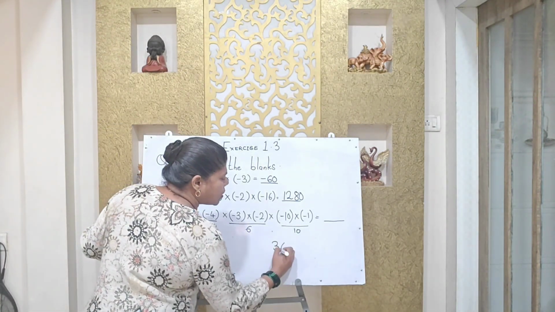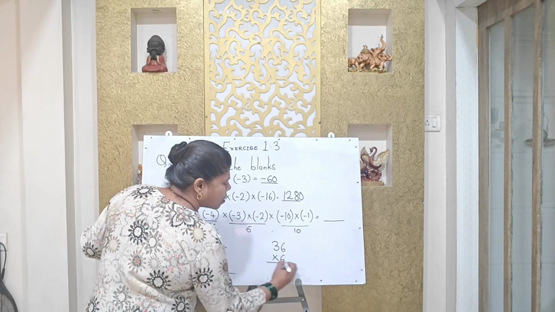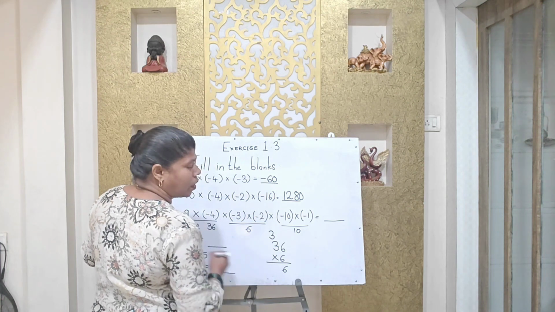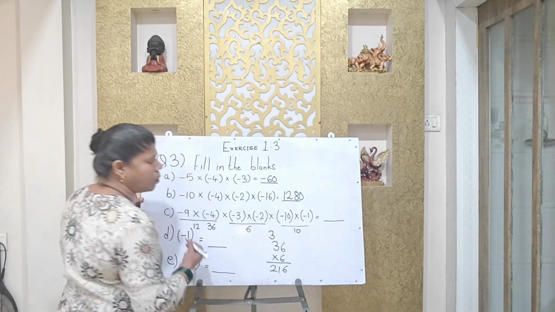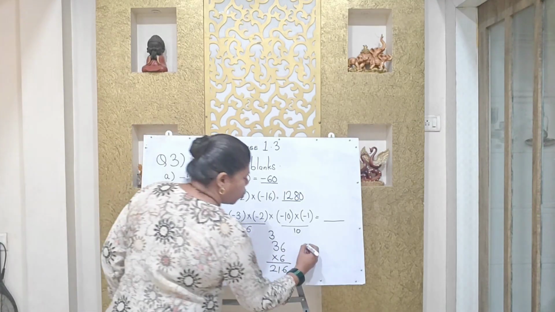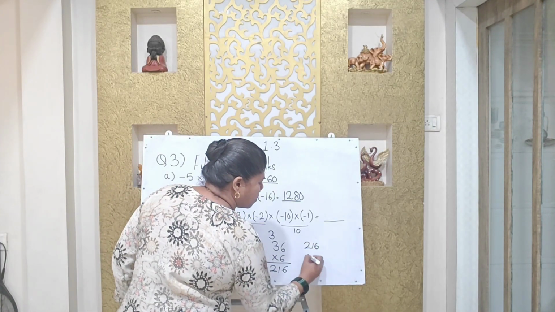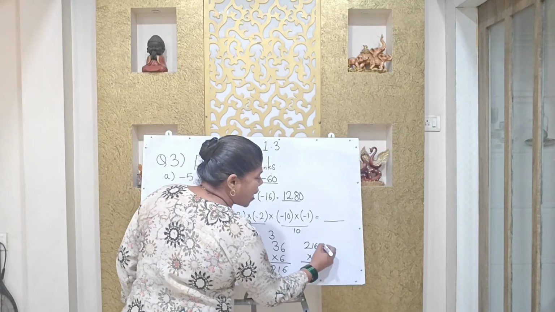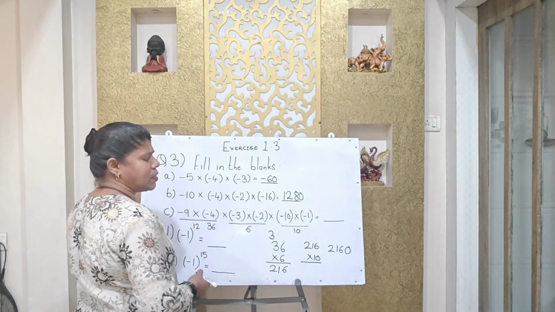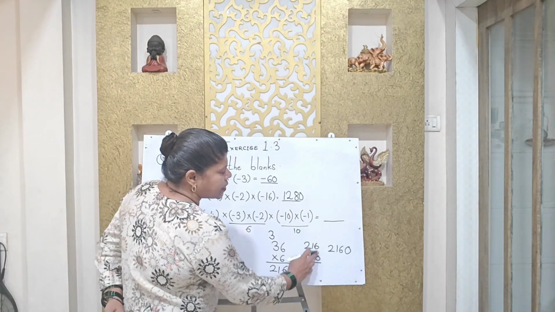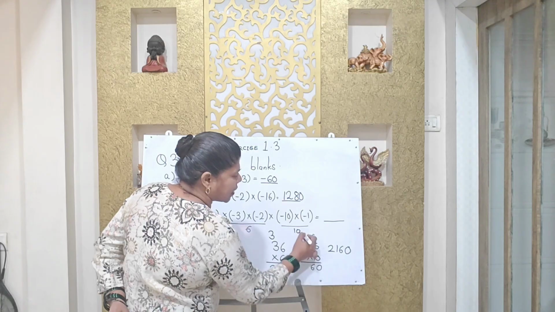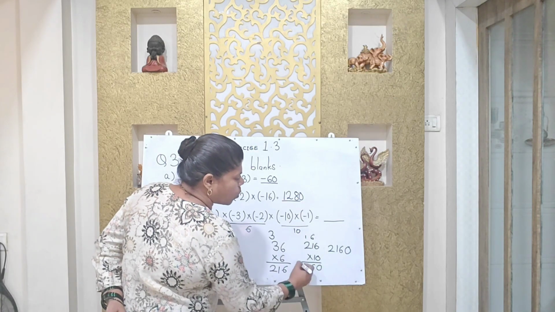Now do it. 36 multiplied by 6. 6 6s are 36, carry 3. 6 3s are 18 and 3, 21. Okay. Now 216 multiplied by 10. Simply add 0. When you are multiplying with 10, just add 0. It's quite easy. There is no need to calculate also. See, 10 6s are 60, 0, carry 6. 10 1s are 10 and 6, 16, 6, carry 1. 10 2s are 20 and 1, 21.